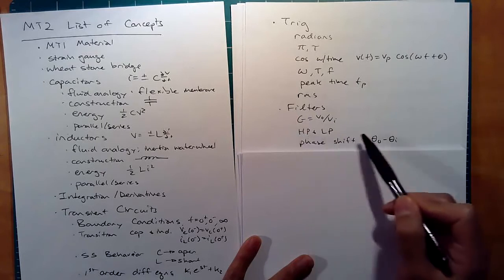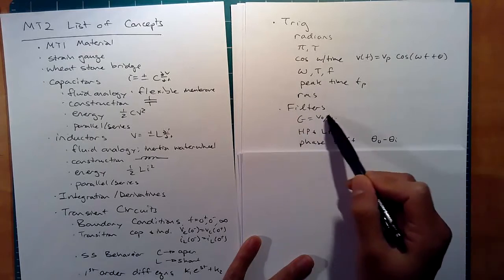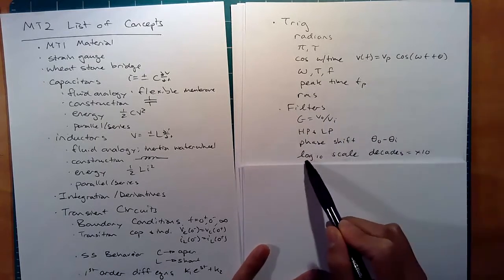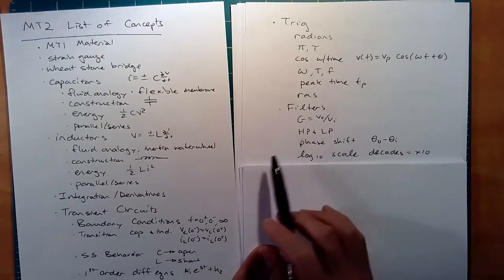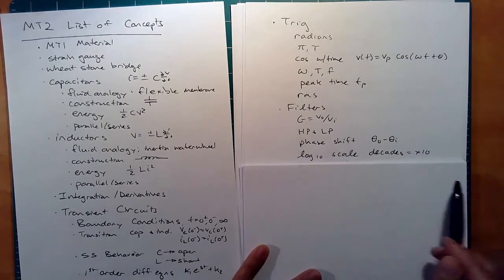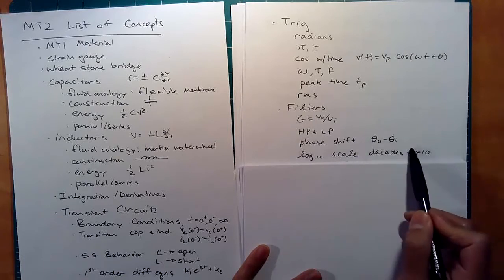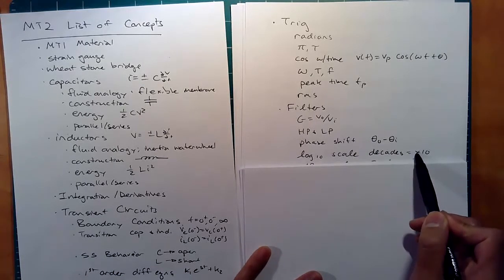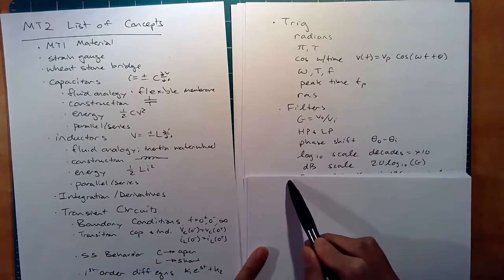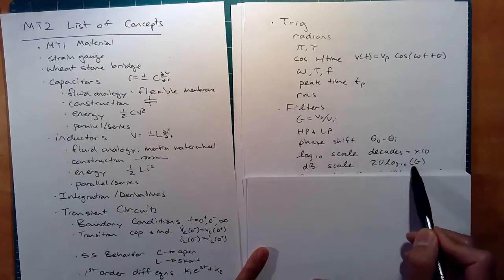And then for a high pass filter, you see a phase lead of the output relative to the input. We looked at also a log base 10 scale. The benefit is that you get a large range and the resolution, so that's nice. And just some terminology, a decade is a factor of 10. Okay, and we looked at the dB scale. dB scale is also logarithmic.